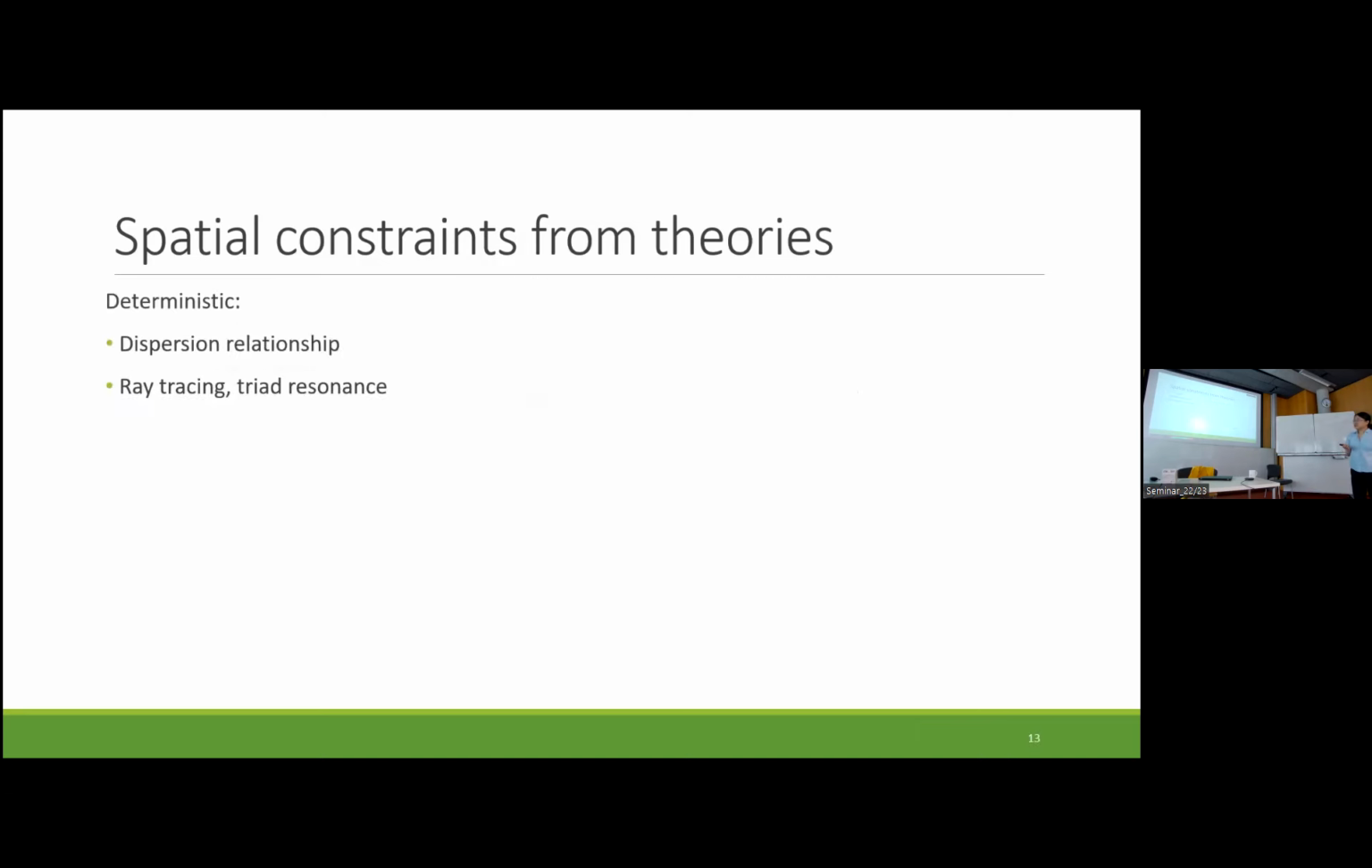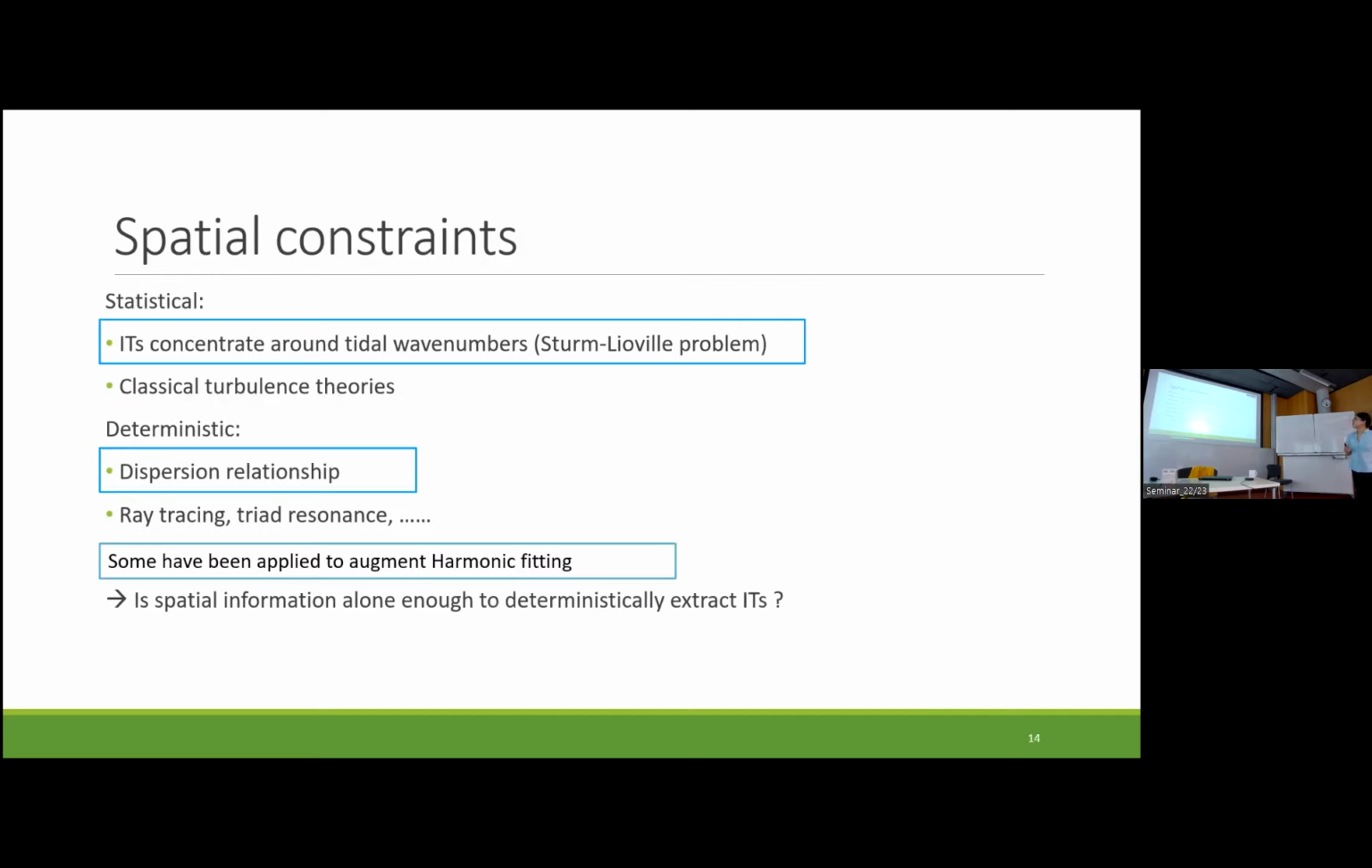And deterministically speaking, we again have the dispersion relationship I showed you before, and also if the regime is appropriate, then you may also be able to apply ray tracing or tidal resonance analysis to your data. And I think among all these spatial constraints I know, only the dispersion relationship and the consequence of the dispersion relationship has been applied to augment harmonic fitting. All the other ones have not been applied to augment these classical methods.